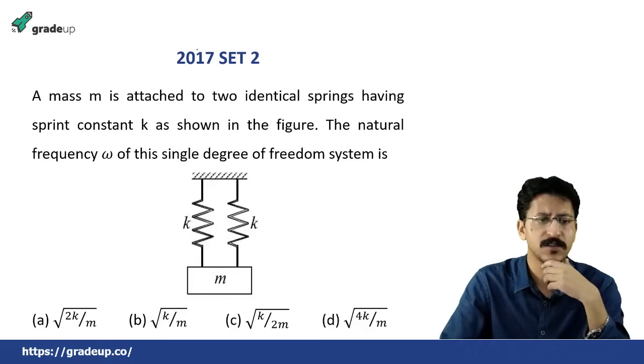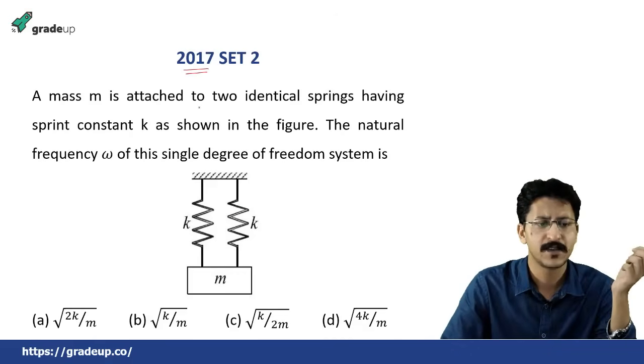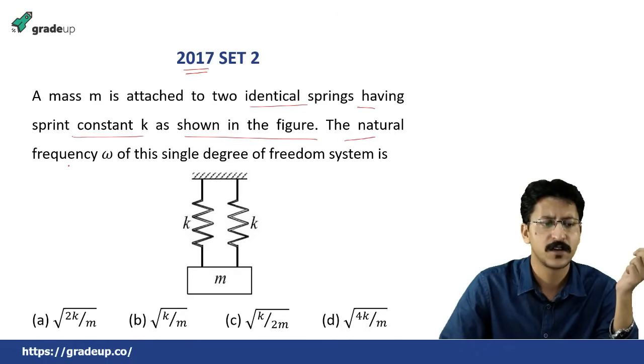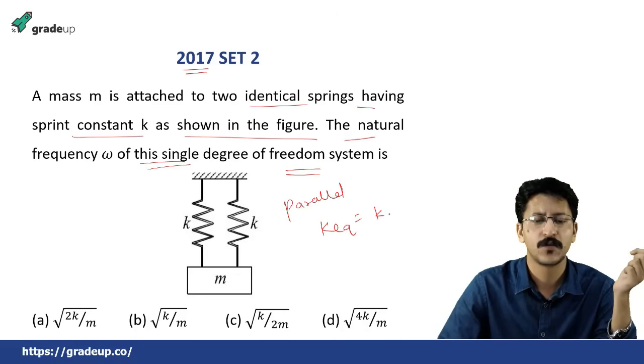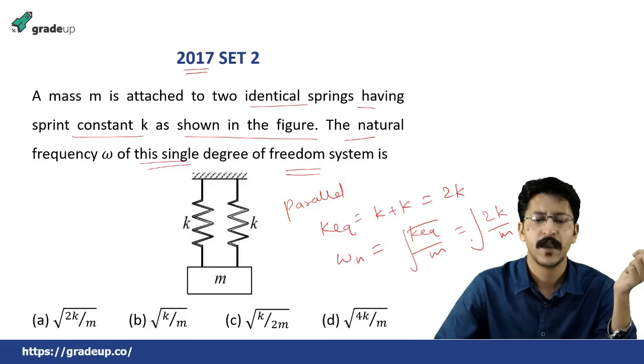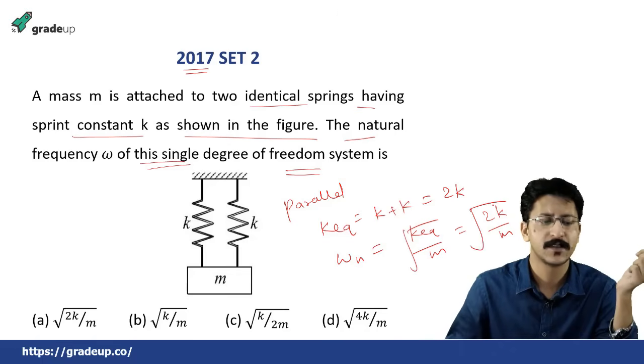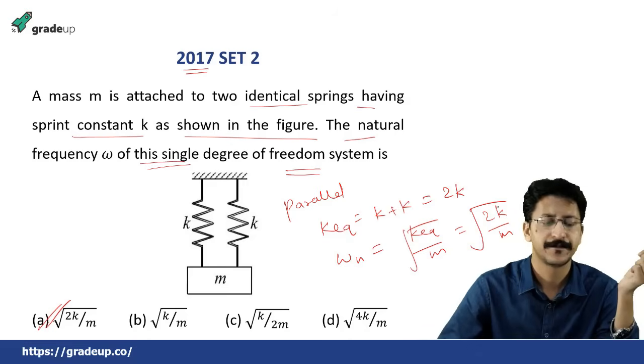Next question, 2017 set 2. A mass m is attached to two identical springs having the spring constant k as shown in the figure. The natural frequency omega of this single degree of freedom system is, see in this case, this is the parallel connection of the springs. So the equivalent k will be equal to k plus k, or also given by 2k, and omega n is equal to root over k equivalent by the mass m. So this is equal to root over 2k by m. The answer is option number A, 2k by m.